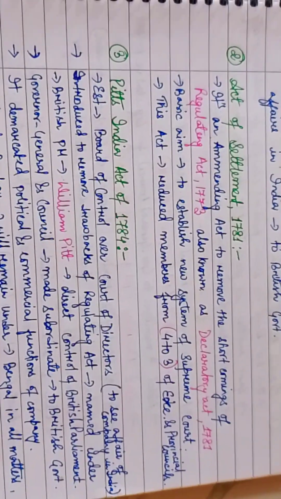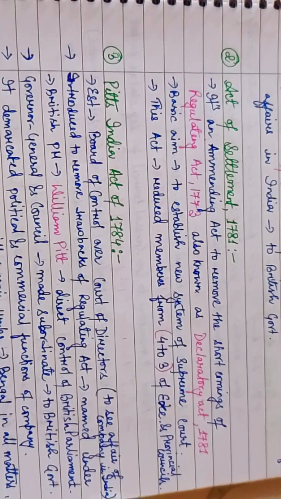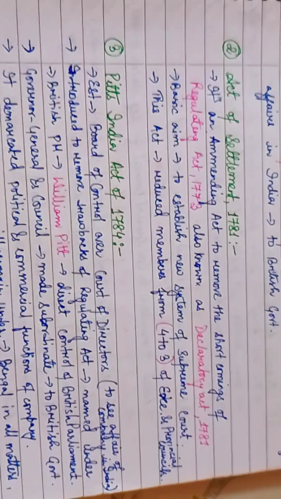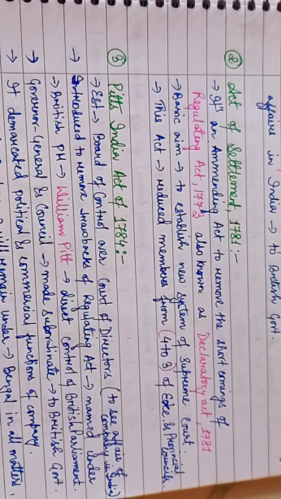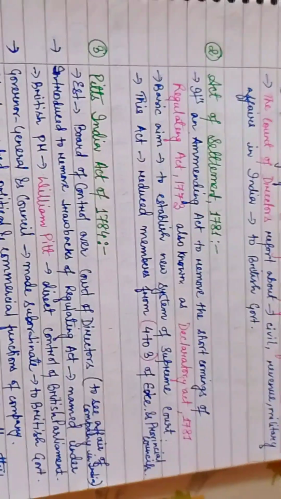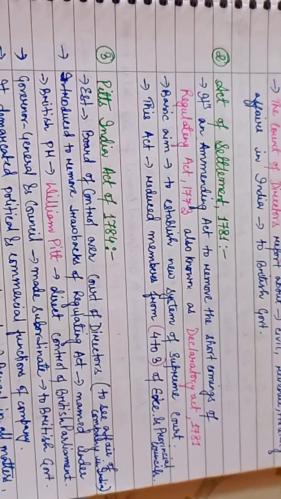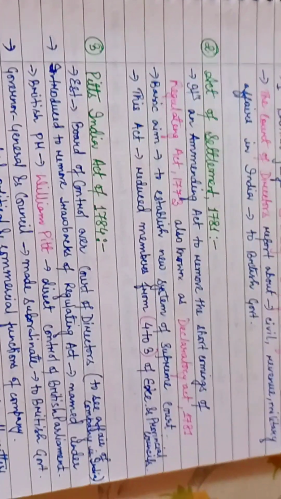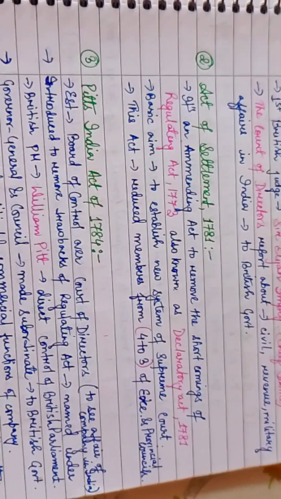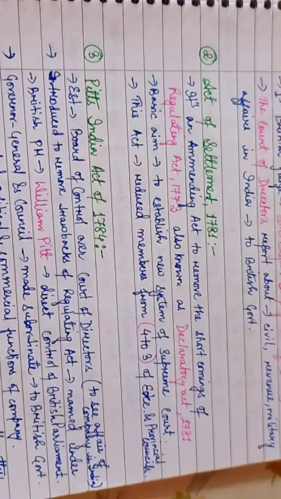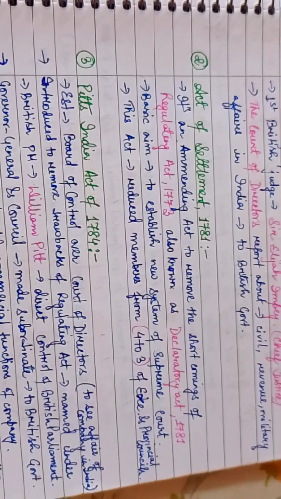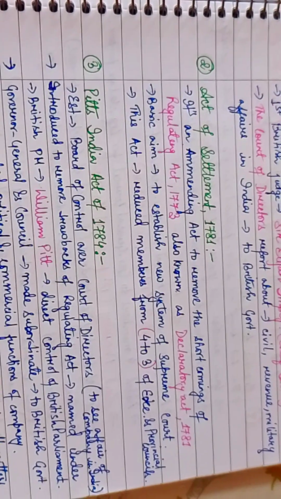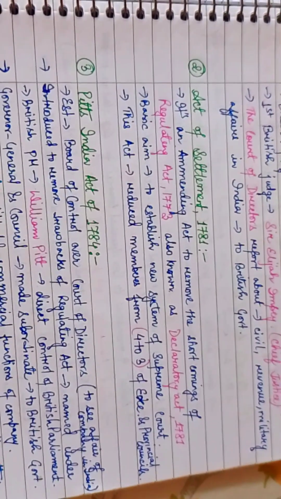Today we are going to study a very important history topic for competitive exams, that is Act of Settlement 1781. It's actually an amending act to remove the shortcomings of Regulating Act of 1773. Now, what is this amending act? Amending act means some corrections to be done for the regulating act.